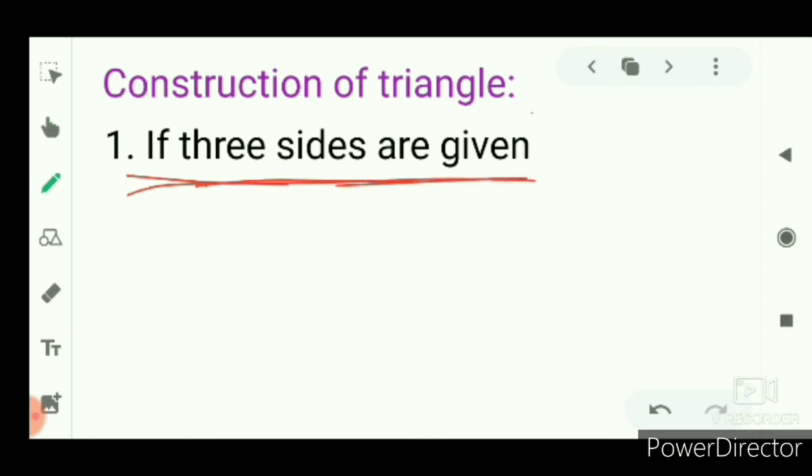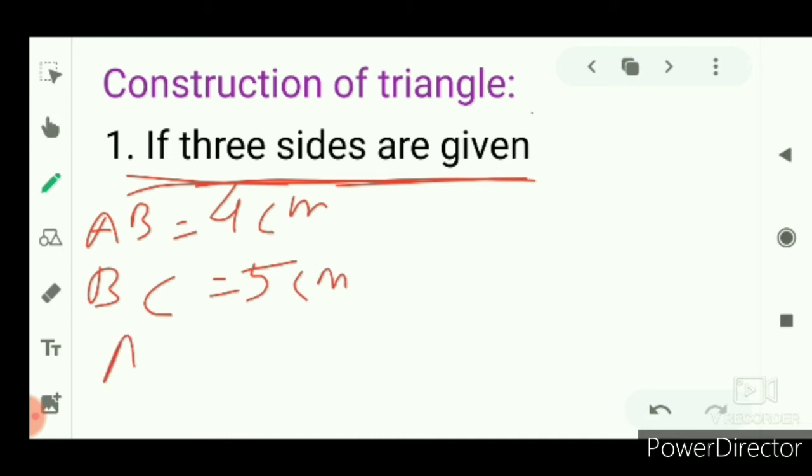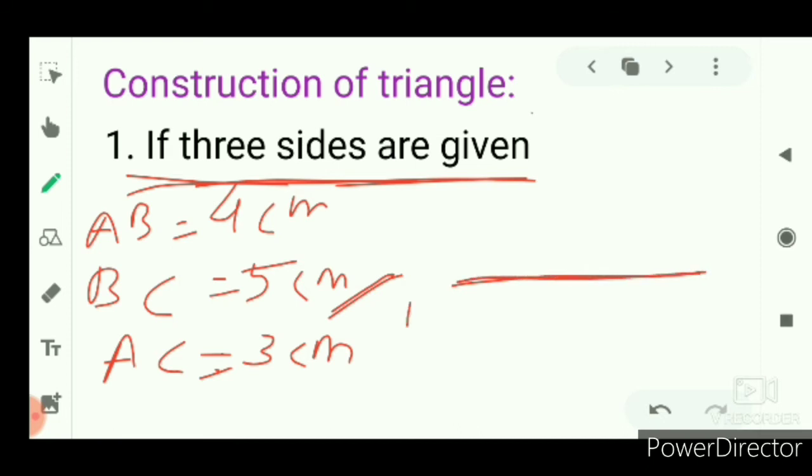The first type: if three sides of a triangle are given to you. In triangle ABC, suppose the length of side AB is 4 cm, the length of side BC is 5 cm, and the length of side AC is 3 cm. Then how to draw the triangle? First of all we will take the largest side. Here the largest side is BC, so we will take BC as the base of the triangle. First we will draw side BC using the ruler. This is 5 cm.